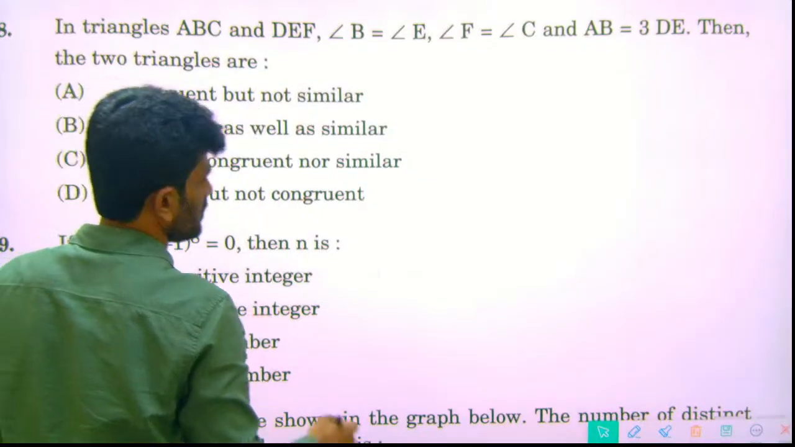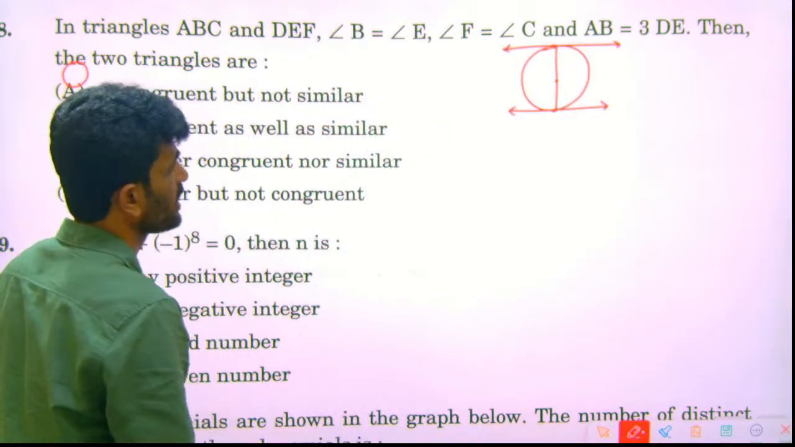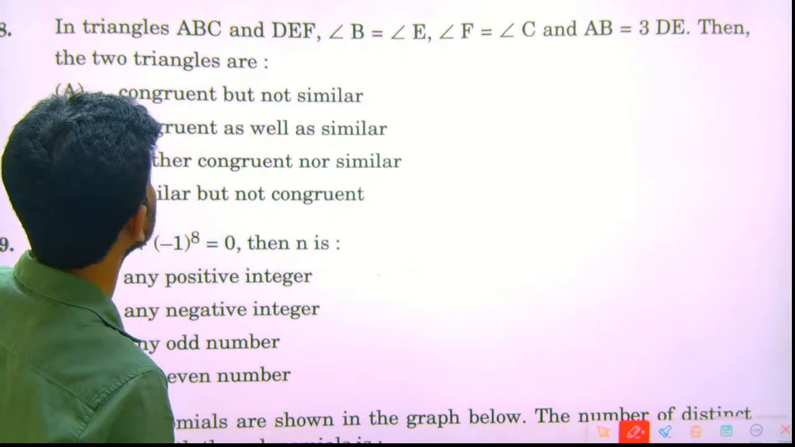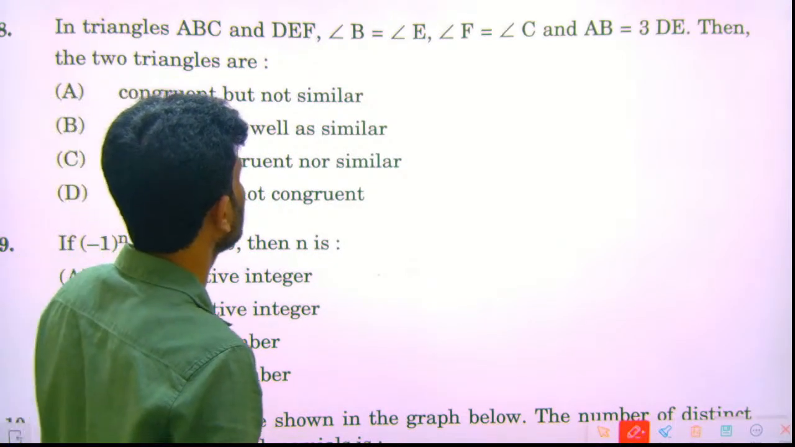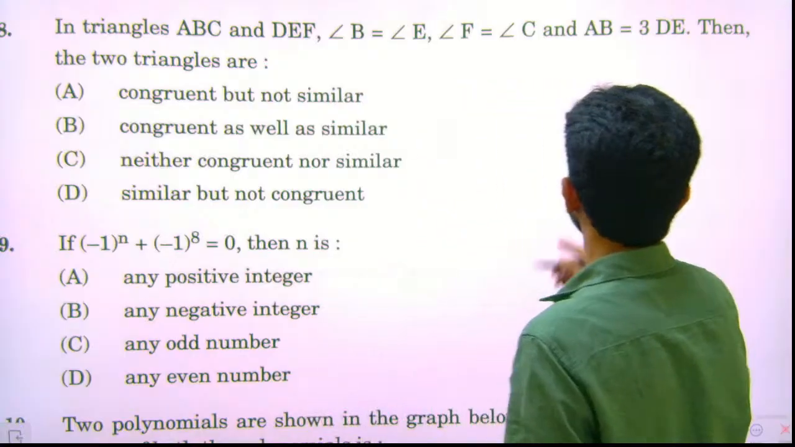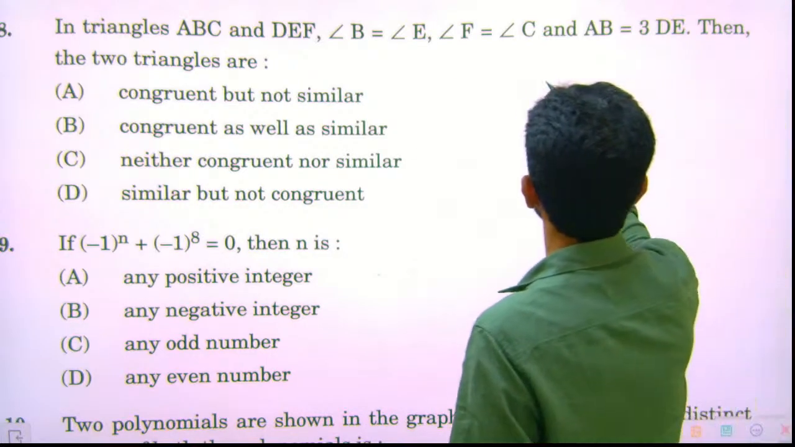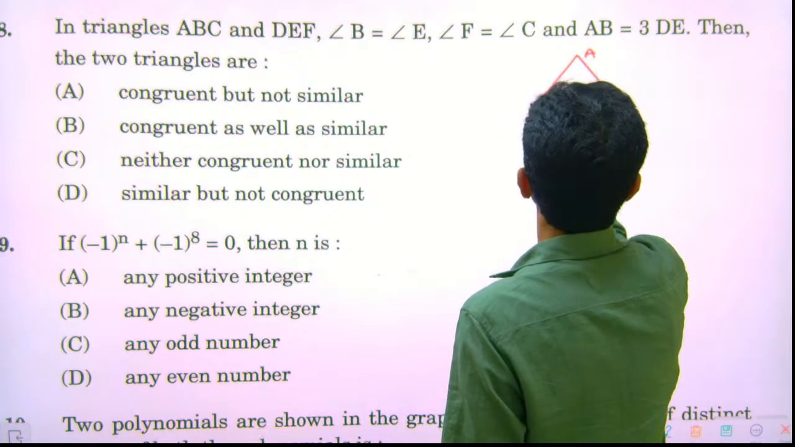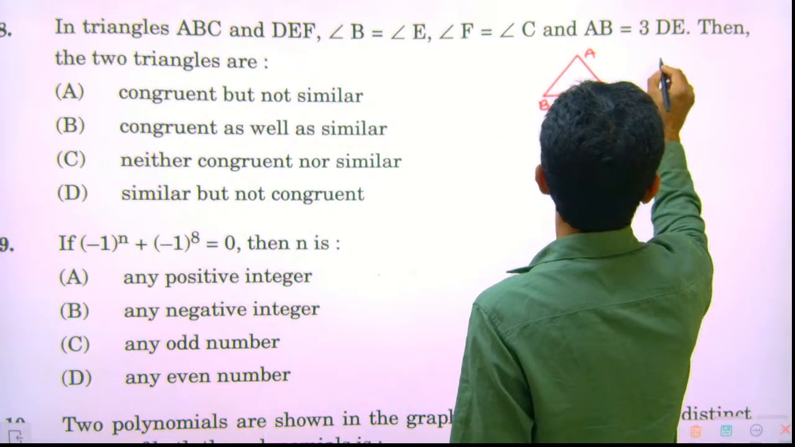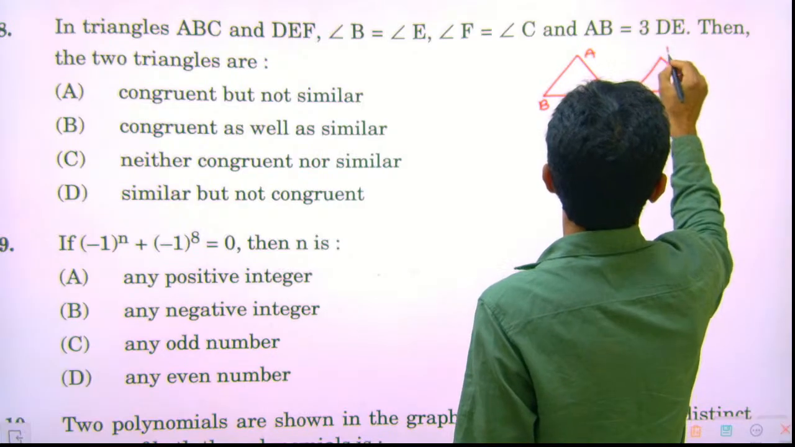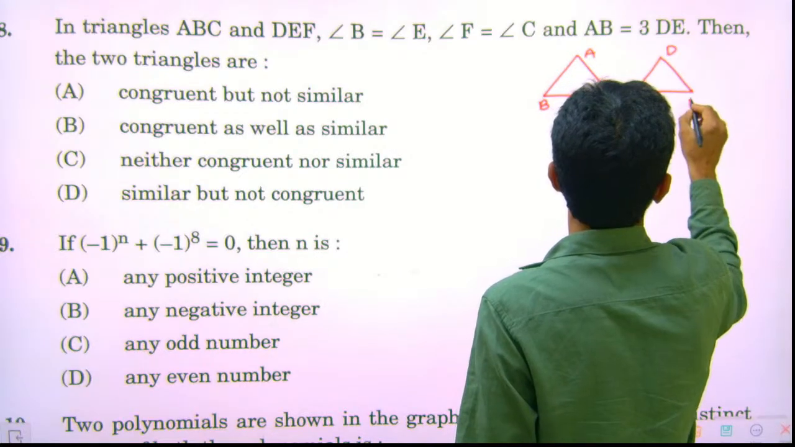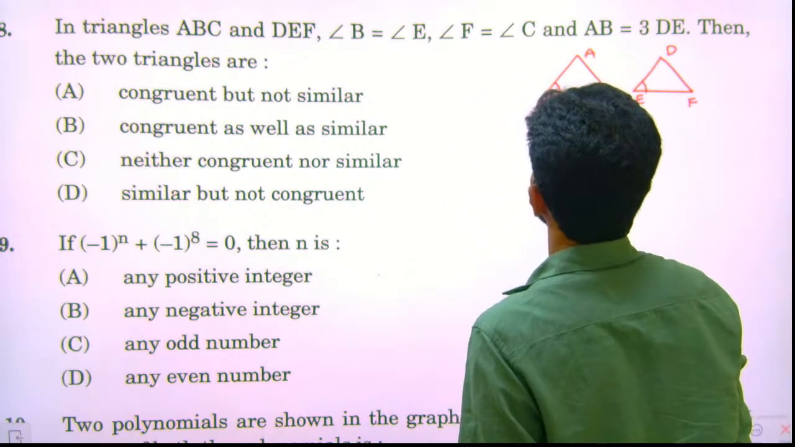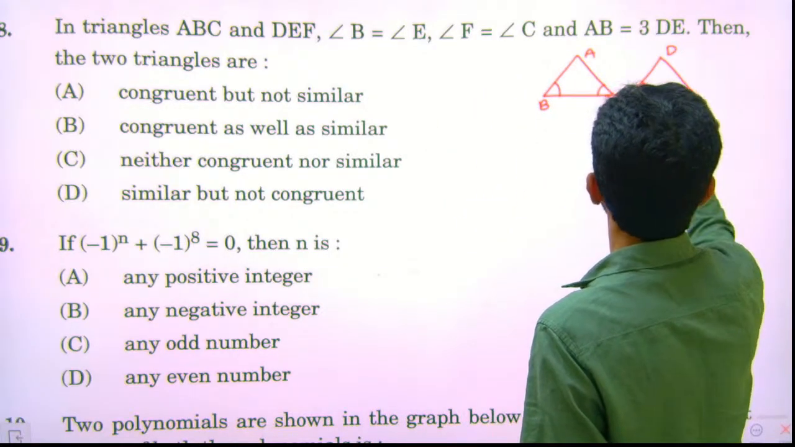Now question number 8 is about triangles. So here we have triangles ABC and DEF. Angle B is equal to angle E. Angle F is equal to angle C. AB is equal to 3DE. So here two triangles are given, one is ABC and the other is DEF. In these two triangles, what is given? Angle B is equal to angle E and angle C is equal to angle F.